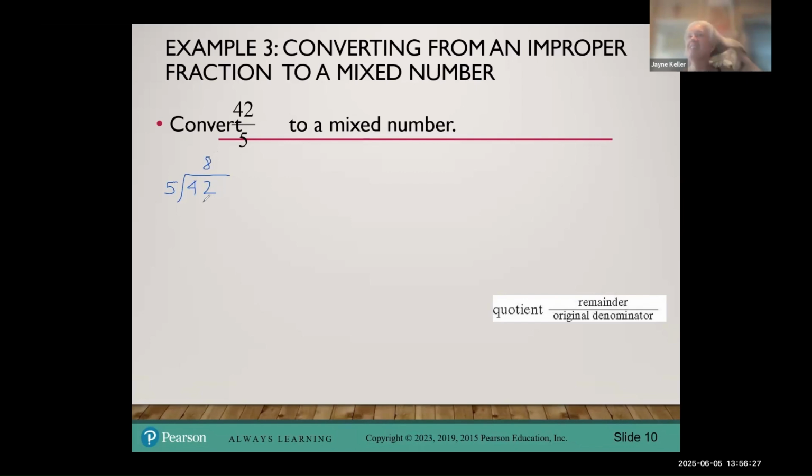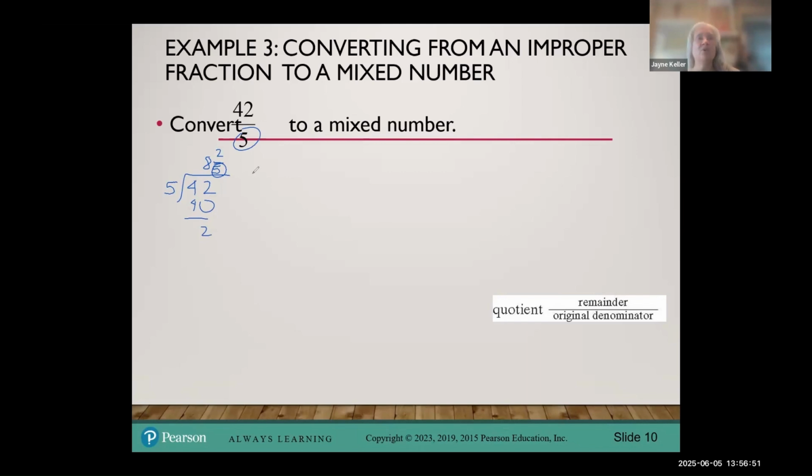Yes, and that's exactly how we would do long division. And then we would say, well, 5 times 8 is 40, like you said. Then we subtract and we've got a 2 left over. So that becomes the numerator and the 5 stays the denominator. So notice the denominator is not changing. So 42/5 is 8 2/5.